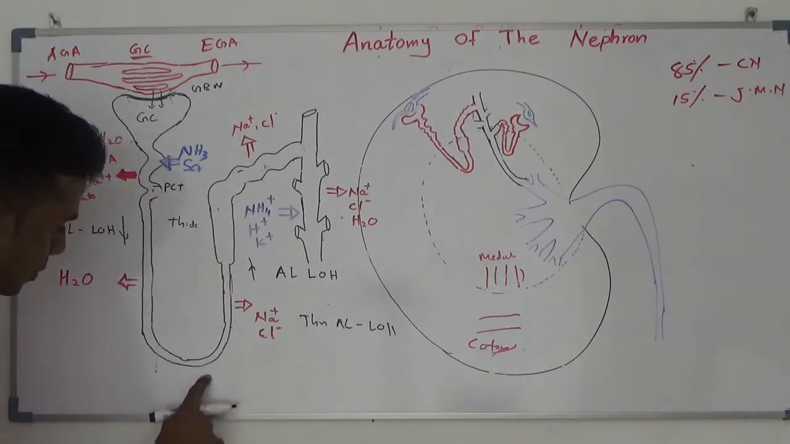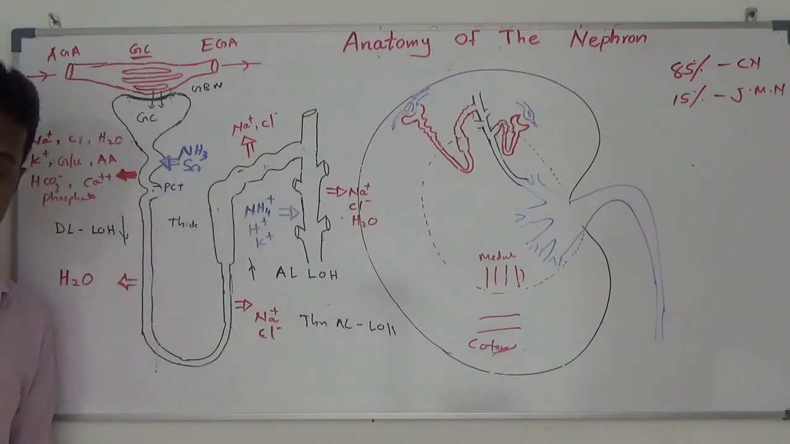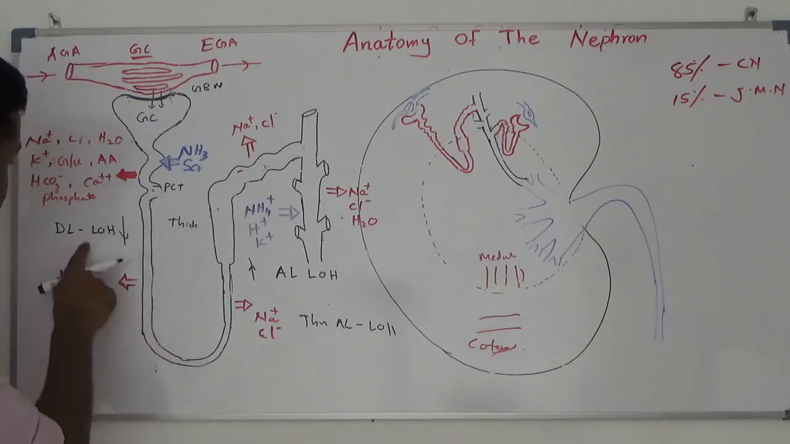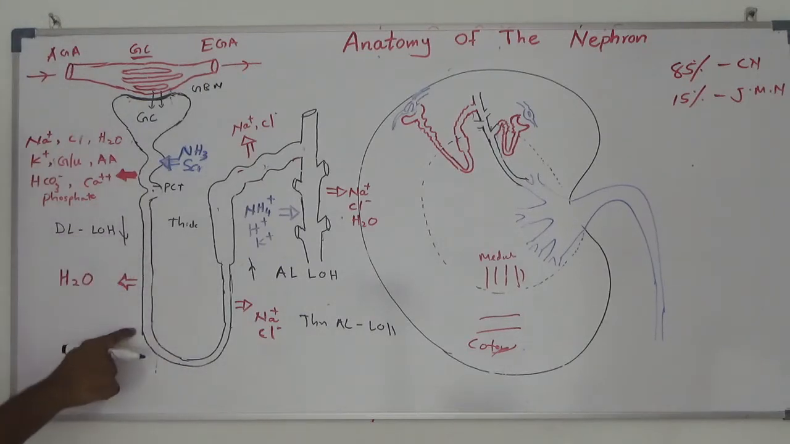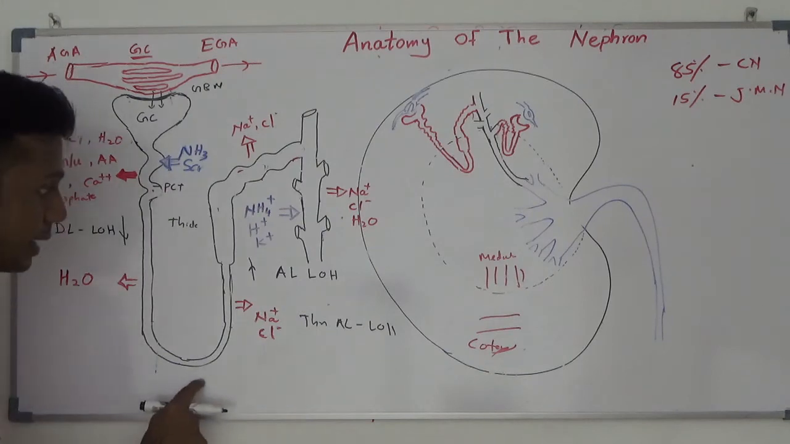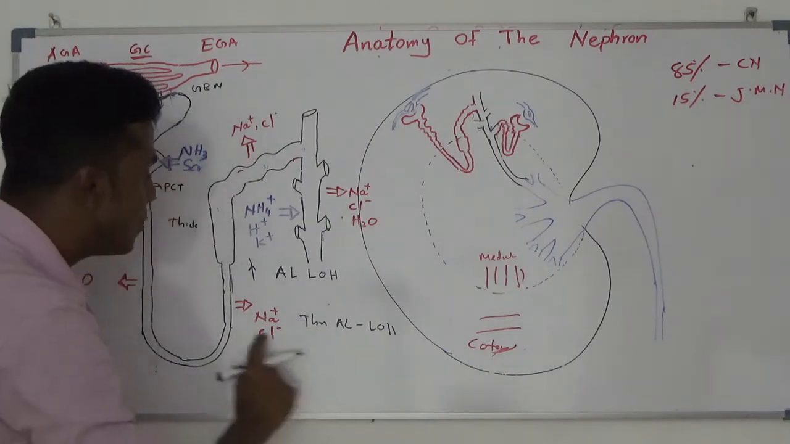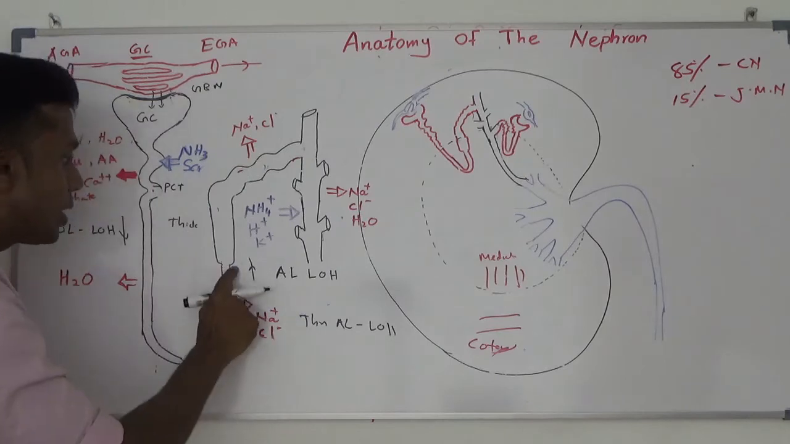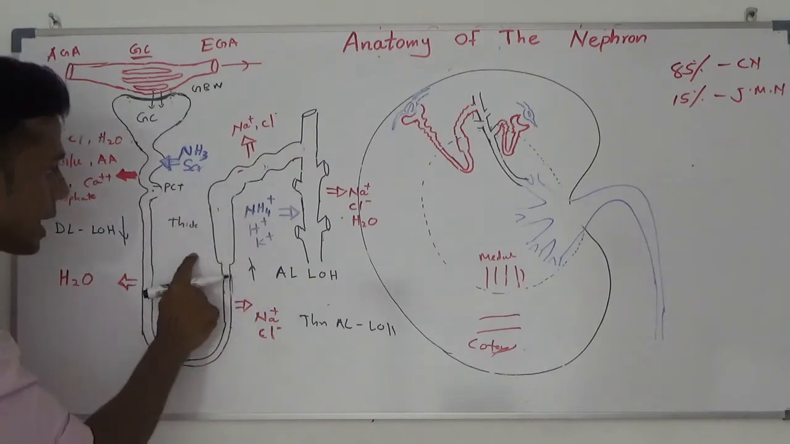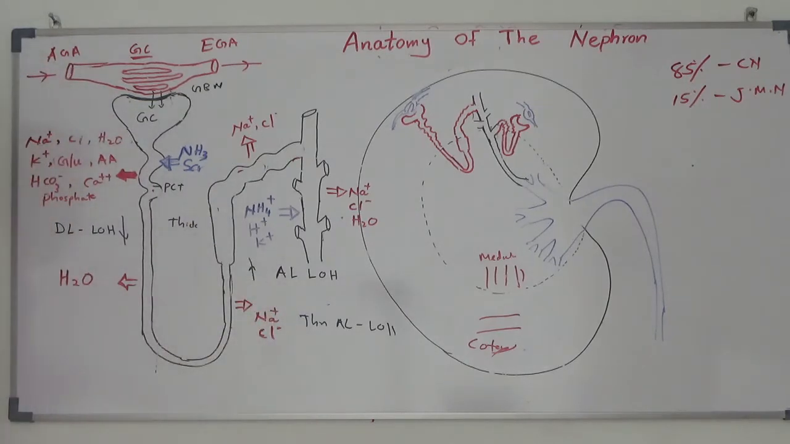The lowermost part is called, what is the name? Some books mention it as the hairpin bend. I don't know how to write it. This one is the descending limb of the loop of Henle. This one is the hairpin bend. This one is the thin ascending limb of the loop of Henle from here to here. From here to here, the thick ascending limb of the loop of Henle.